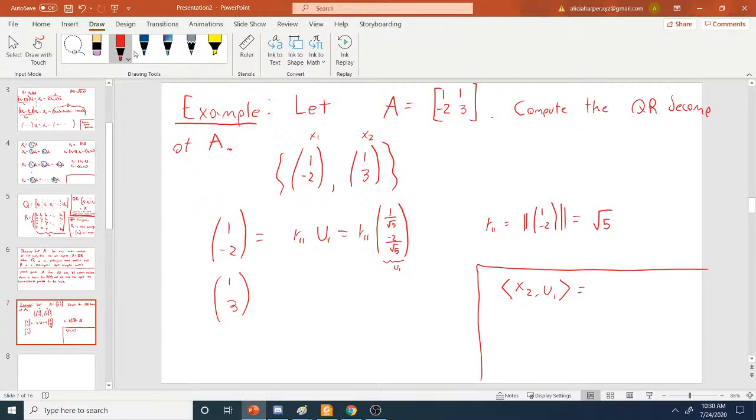And so the inner product of x2 with u1 is going to be equal to 1 over the square root of 5 plus -6 over the square root of 5, because it's 1 times this plus 3 times this, which is just equal to -1 over the square root of 5. And this, of course, is going to be equal to R21.